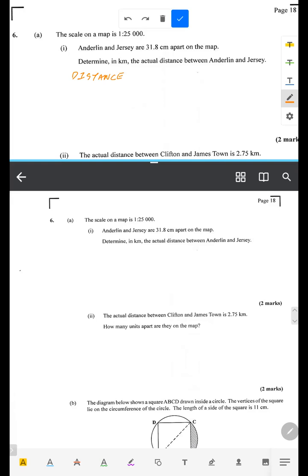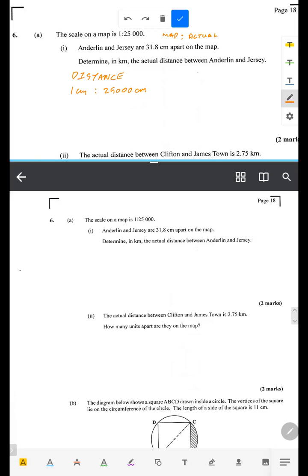Right? Map to land. It's going to be 1 centimeter to 25,000 centimeters. So 1 centimeter on the map is 25,000 centimeters on the land. This is map to actual. That's what it is, map to actual. Right? And then what you want to do now is convert this 25,000 centimeters to kilometers.